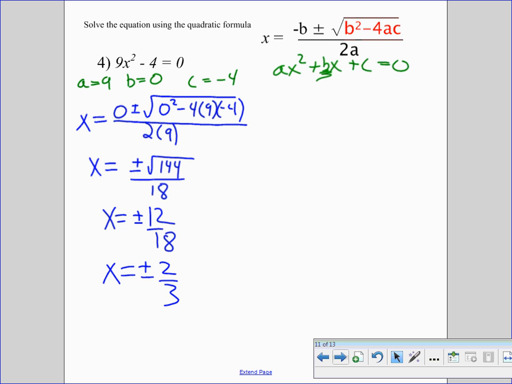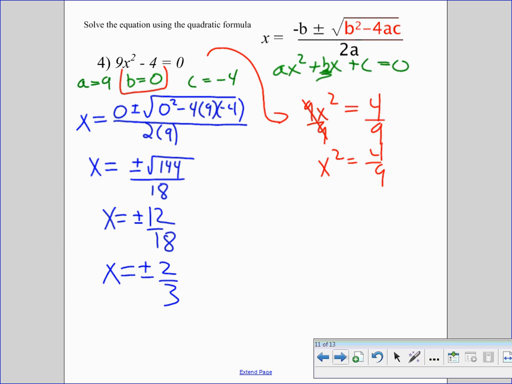Now, I've told you that the quadratic formula will always work, but I've also told you it's not the easiest way. If you ever have a problem where the b term is 0, the easier way to solve it is going to be to isolate the x squared. Move the 4 to the other side, divide both sides by 9, and you get x squared equals 4/9. When you have a squared number equals something, we can solve it by taking the square root of both sides.